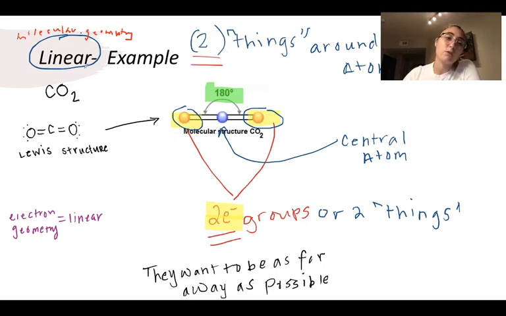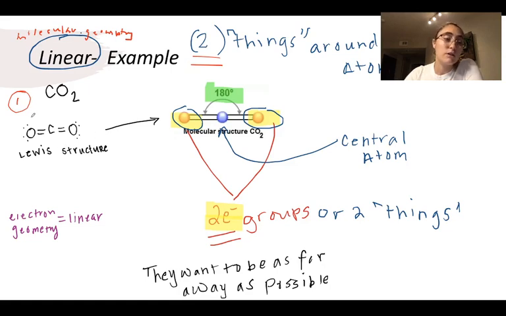So in this case, we're looking at CO2. In order for me to determine what the molecular geometry is, I first have to draw the Lewis structure. So step one is draw the Lewis structure. I have CO2, and if I were to draw this Lewis structure, it would look something like this.